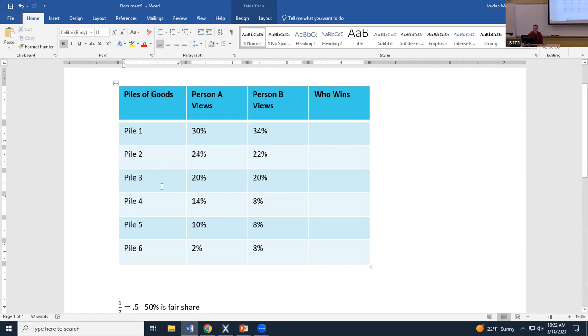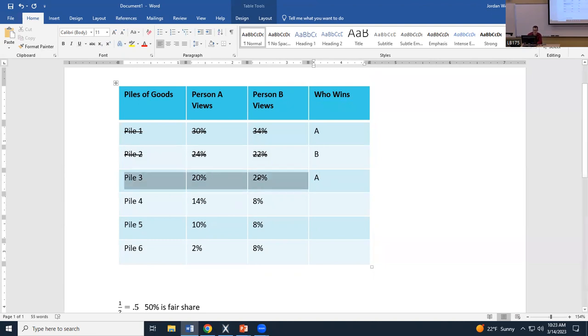So let's do taking turns with this one where A picks first. Okay. And this one, I've arranged them so that it's kind of in order, right? Most versus least likely. So if A picks first, they're going to pick pile one. Then pile one gets off the table. Now it's B's turn. Well, B sees pile two as the next most valuable. So B is going to pick pile two. The next most valuable to A is pile three.